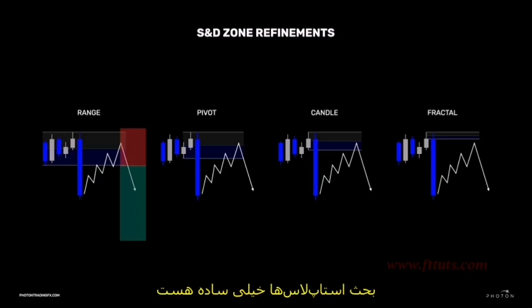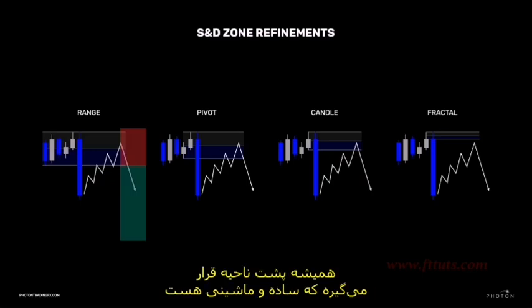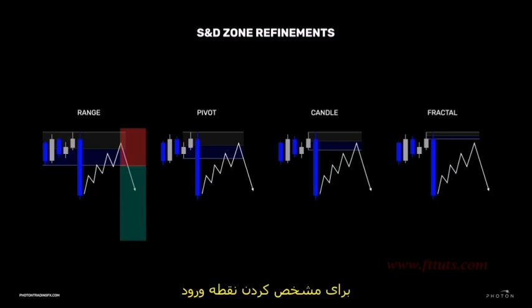So that's pretty simple for stop loss placement. It always goes behind the zone, which is nice and mechanical. Now for where you decide to place your entry, you have a little bit more freedom and choice, but essentially you will look to enter anywhere on or within the zone.